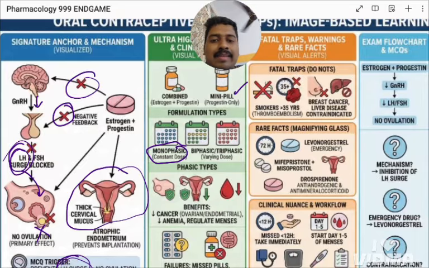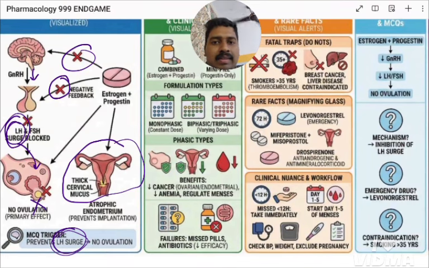So basically in monophasic we have a constant dose, and in biphasic the dose will vary according to whatever is set, okay. Here only in the mid phase it will increase, and here it will gradually increase till the end, okay. So these are the three types of formulations we have in OCP.